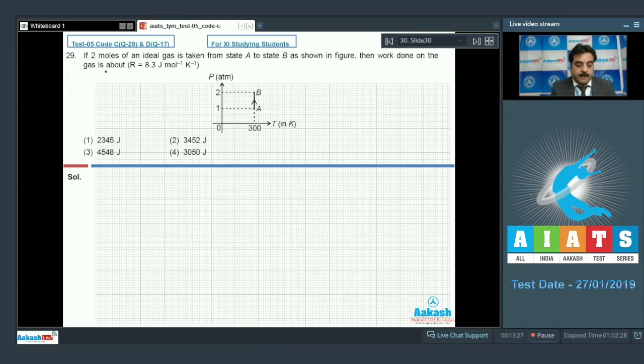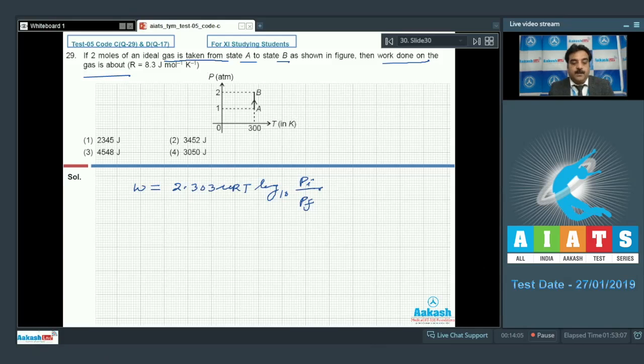In question number 29, 2 moles of an ideal gas is taken from A to B as shown in the figure, then work done on the gas. By this graph you can observe temperature is constant when you move from A to B. This is an isothermal process. So we know work done in an isothermal process is given by 2.303 μRT log base 10 of initial pressure to the final pressure. You can use this formula directly.